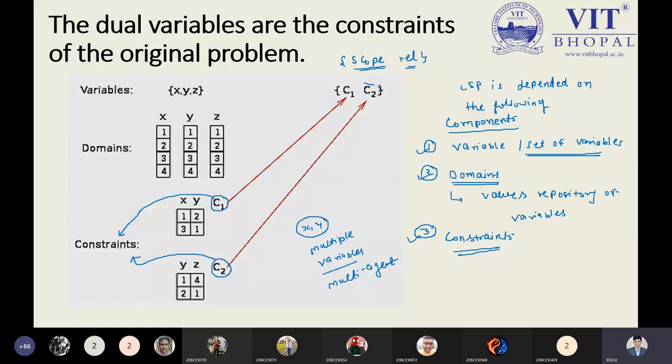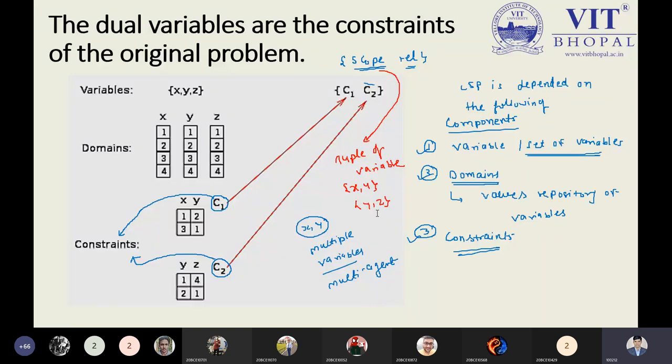So scope, I'm speaking once again. Scope means a tuple of the variables which participate in the constraint. So what are the tuples we have? XY and YZ. Just look at this example. Let me change to a different color. So scope means I'm talking about the tuple of the variables. So here C1 just contains the one tuple, that is X and Y. And the next one is held by Y and Z.